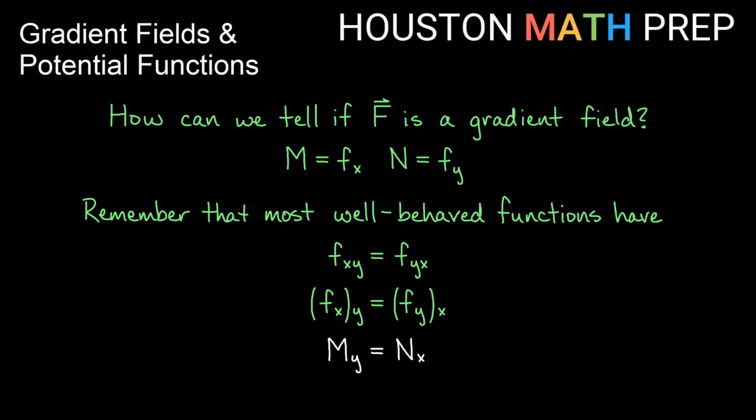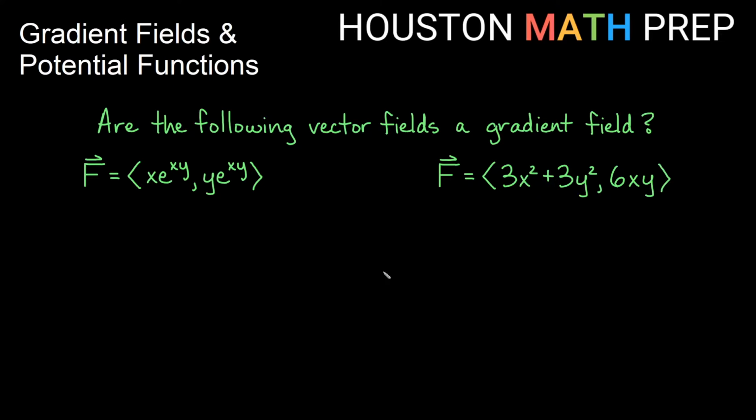So the way that we'll check if something is a gradient field is we'll check and see, is the partial derivative of m with respect to y the same as what we get when we take the partial derivative of n with respect to x? Let's do a couple of examples to figure out if these vector fields I've written here are gradient fields. So this one, I have the vector field x e to the xy, comma y e to the xy. I want to figure out if these are gradient fields.